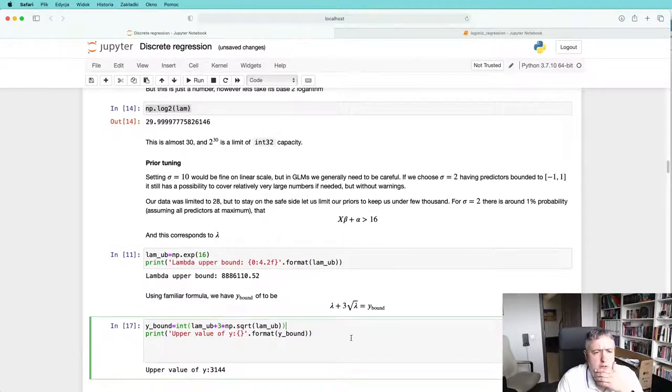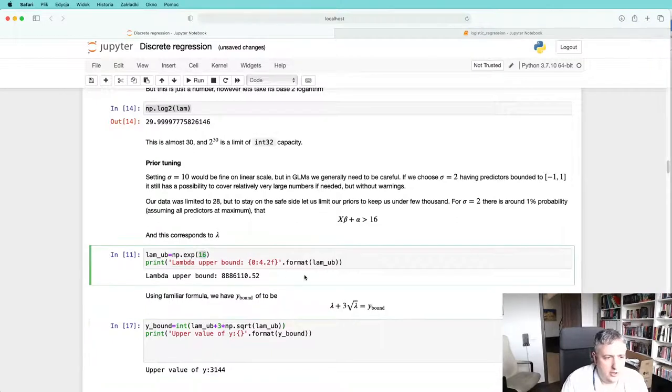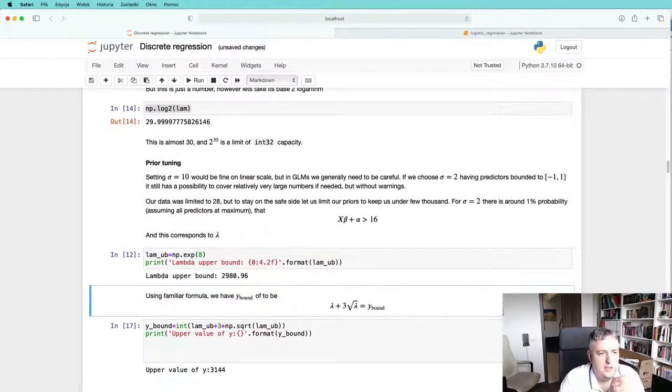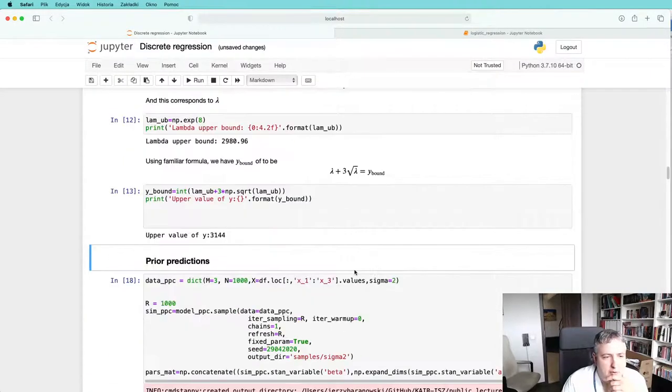Let's go back to the issue. Generally corresponding, if we wanted an upper bound of lambda equal to 8, we would need to get the bound of y equal to 3144, and again this is at least a bit reasonable value.